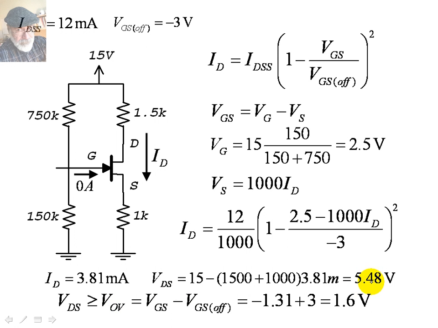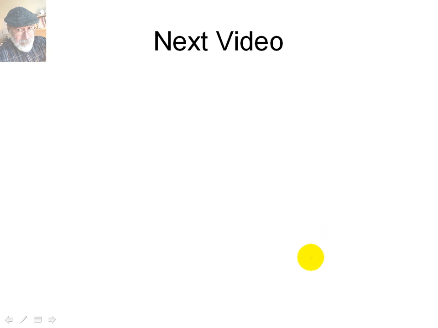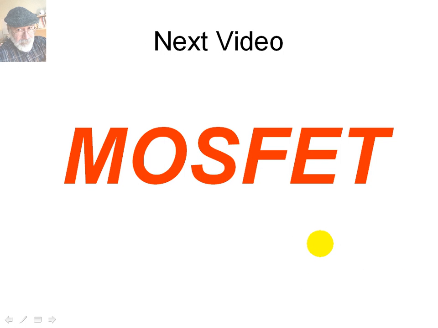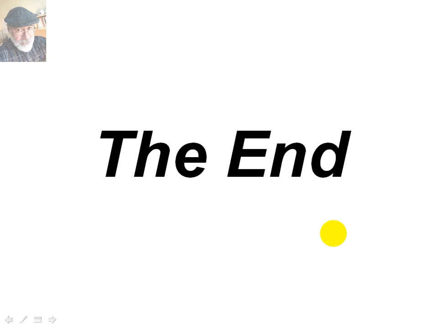VDS, which is 5.5, is more than 1.6, the overdrive voltage, and that means the transistor is indeed in saturation mode. That quadratic expression is valid, and those numerical values are correct. The drain current is 3.8 milliamps. VDS is 5.5 volts. And that is all for this one. In the next video, we will visit the MOSFET in detail. That is all for now. Thank you very much.